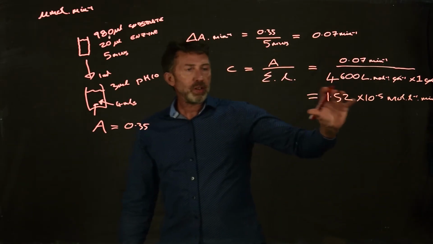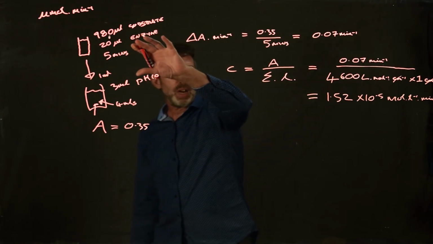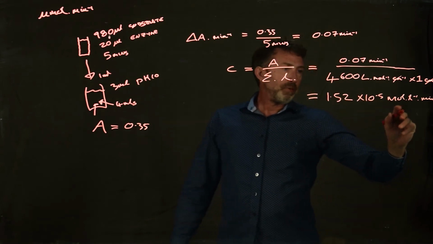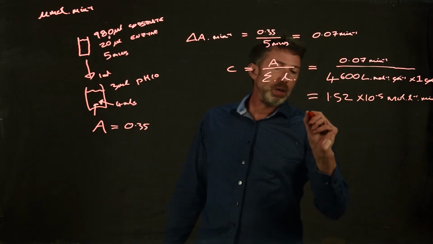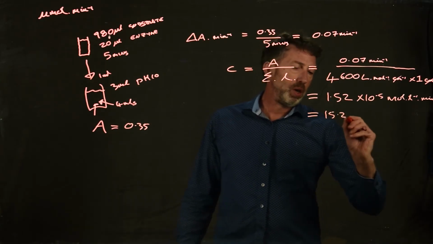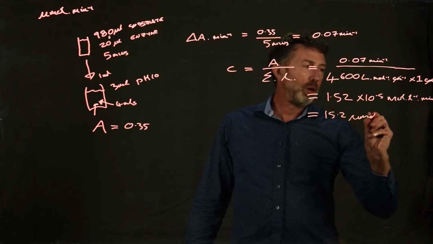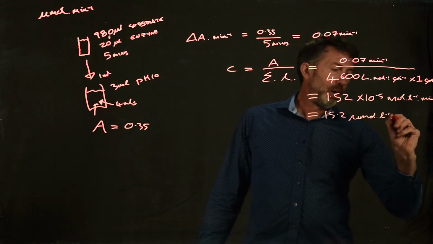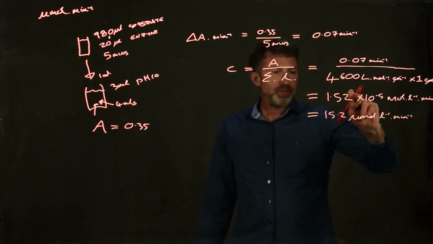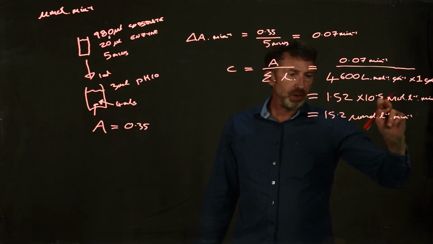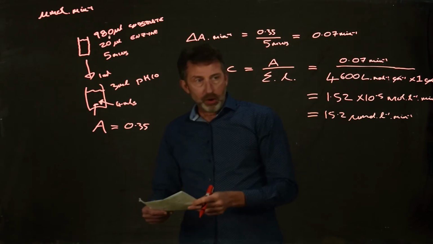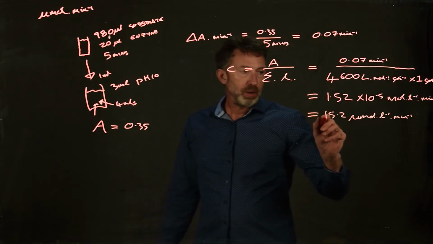So this amount of enzyme, this 20 microliters of enzyme, manages to produce 1.52 times 10 to the -5 moles per liter per minute. Putting that into other units, that would be 15.2 micromoles per liter per minute. What I've done there is I multiplied that by 1,000,000 to get moles into micromoles, and that was produced by 20 microliters of enzyme.